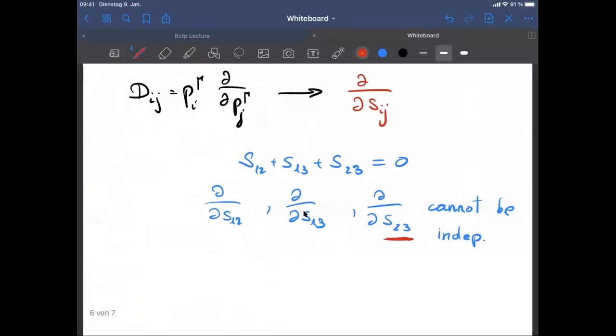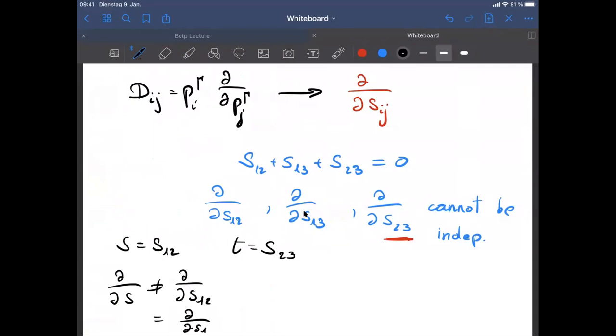So for example, S was defined as being S12, T is S23. DDS is not DDS12 because of the constraint, but it is DS12 minus DS13. Okay, that's why I want to go through this in detail.